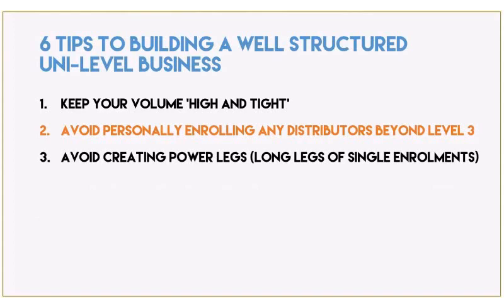Tip number 3 is avoid creating what are called power legs. Power legs are basically single lines of enrollments where you're working from top to bottom, where you'd have people enrolling people constantly underneath them, always forming new levels. You want to try to avoid that, because again, that's pushing volume away from you and not really abiding by the high and tight rule that I mentioned as tip 1.